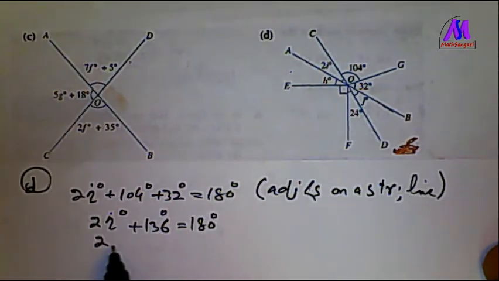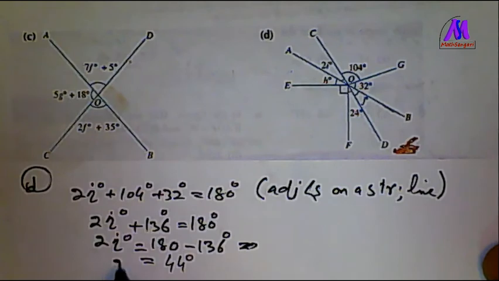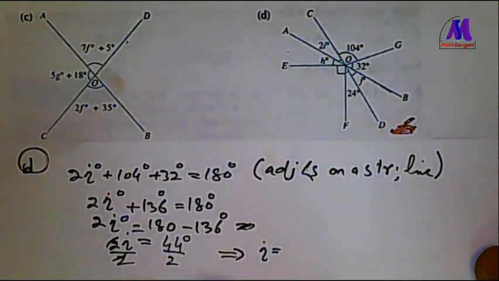So 2i degree will be equal to 180 minus 136 degree, which will be equal to 44. So 2i is equal to 44. Both sides divided by 2, i will be equal to 22 degree.